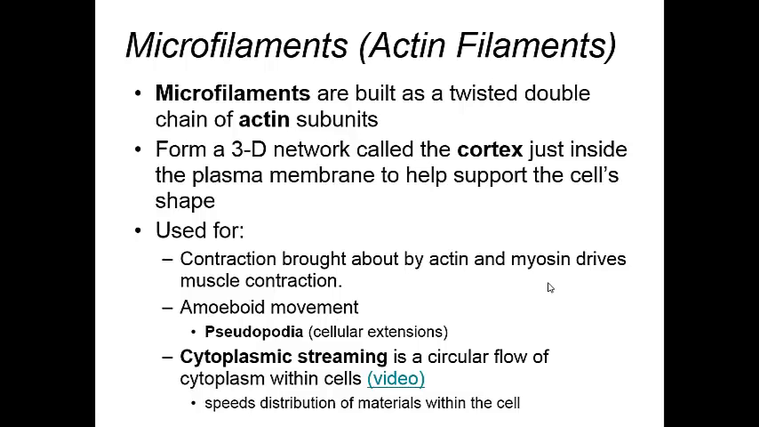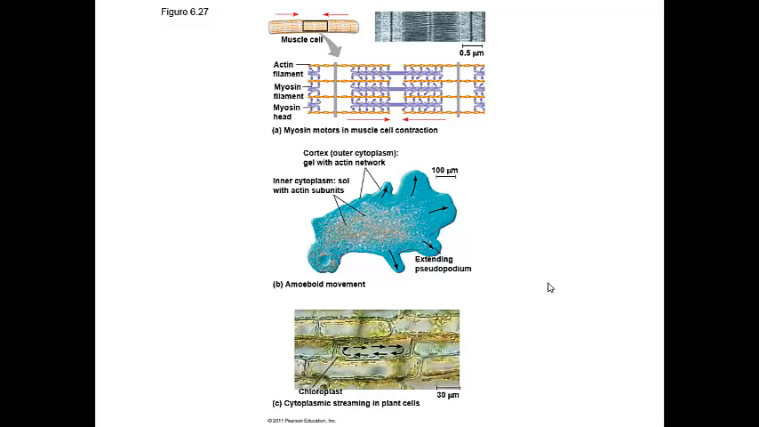One thing that they're used for is muscle contraction. Within a muscle cell, actin microfilaments interact with another protein called myosin. Here you see the myosin right here. And actin and myosin interact with one another in order to create muscle contraction. We'll see later on exactly how this takes place.